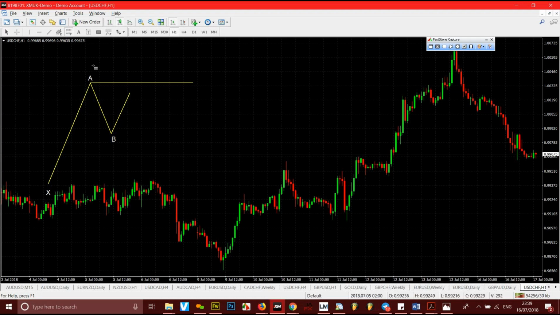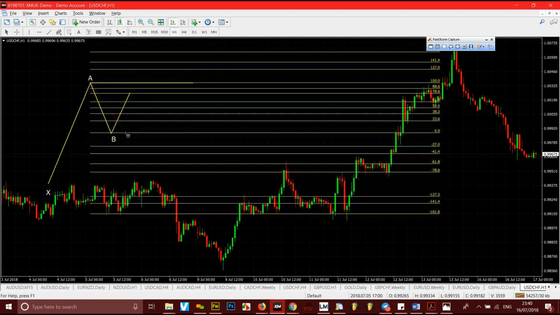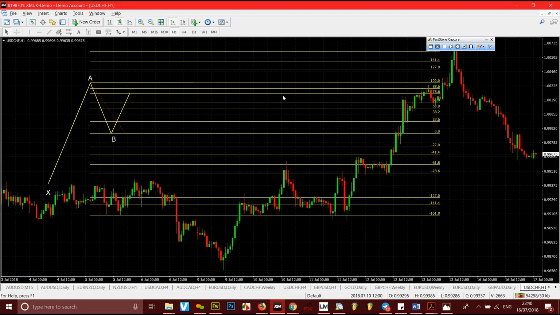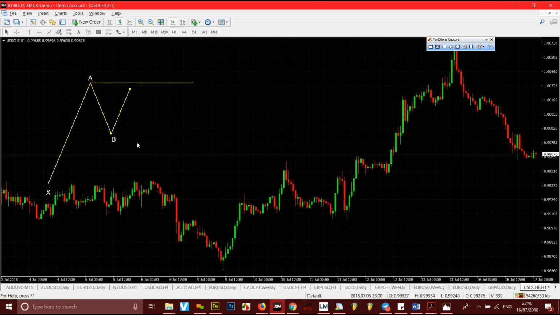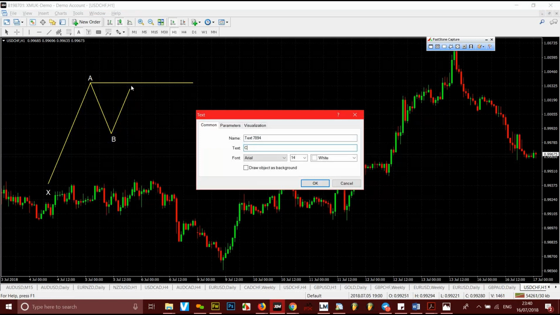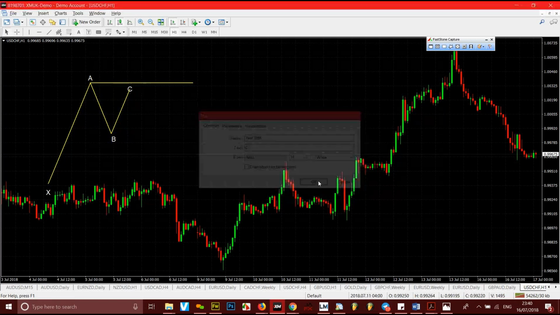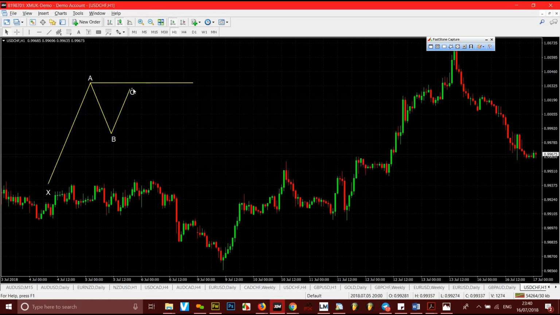So I take my Fibonacci again from my A down to my B just to find that pullback. Where did it get to? It says it can get to 88.6. Not bad, so why don't I put it there? It's fine. And then what am I looking for now? The last leg. Remember, this is your C leg that you've just found. That mustn't get to your 100 or your A. So that is my C leg.